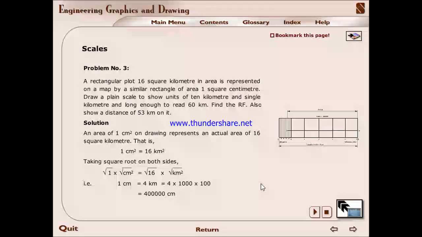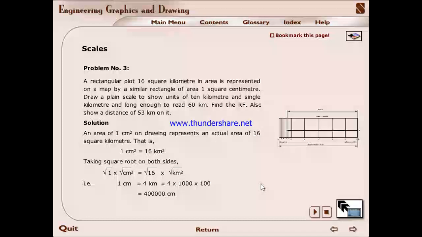Similarly, problem number 3. A rectangular plot 16 square kilometers in area is represented on a map by a similar rectangle of area 1 square centimeter. Draw the plain scale to show units of 10 kilometers and single kilometers, long enough to reach 60 kilometers. Find the RF. Also show a distance of 53 kilometers on it.